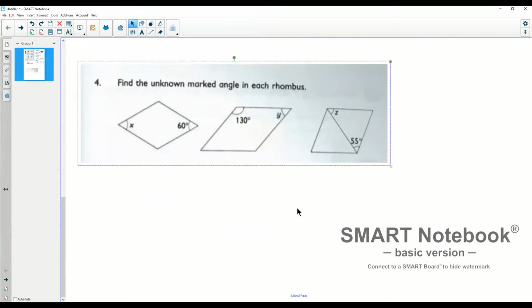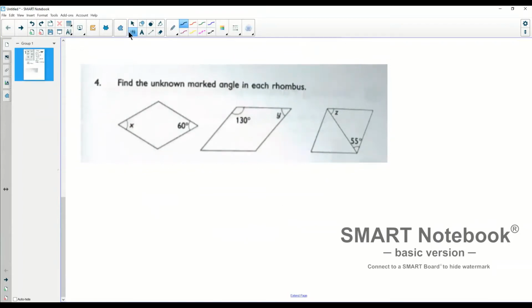Find the unknown marked angle in each rhombus. Well, I'm going to first explain a few things about rhombuses. Number one, we already know what these are. These are parallelograms with all equal sides. The raw definition is technically any shape with 4 equal sides. However, they are always parallelograms in the geometry that we are doing.